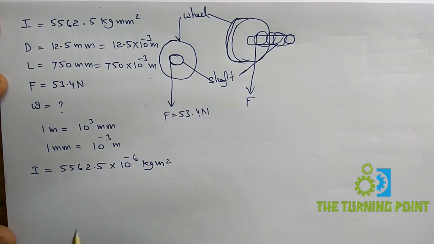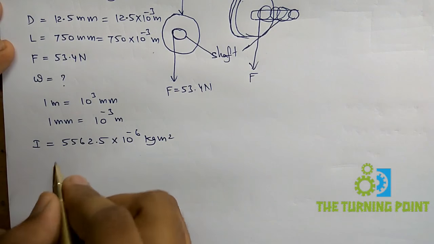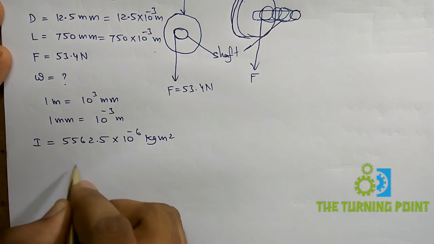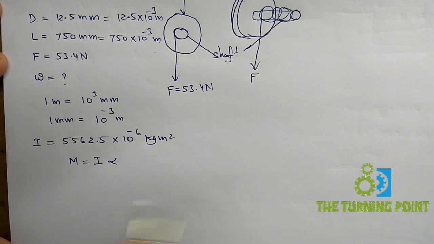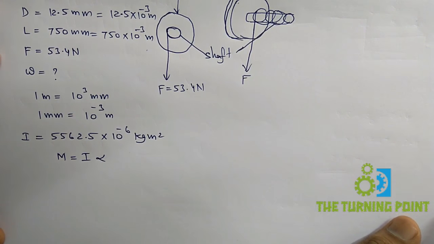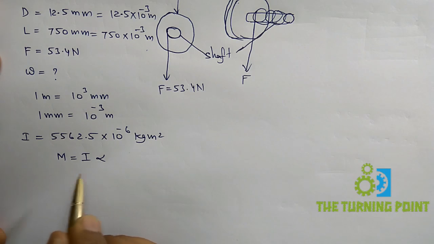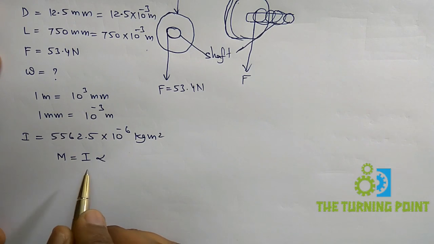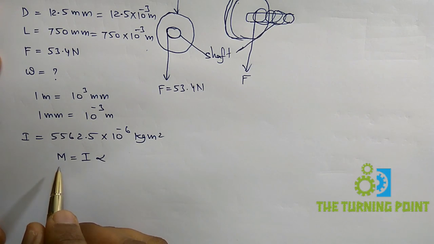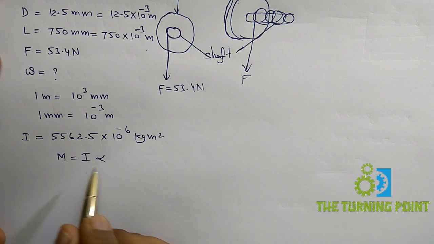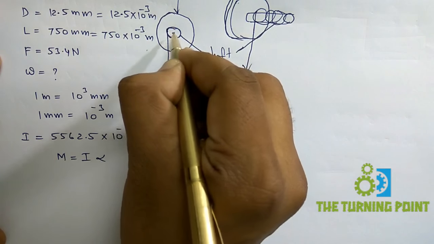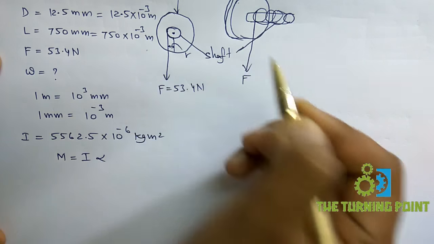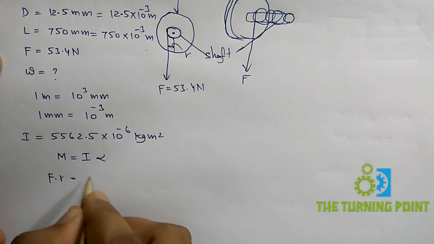So it's okay. Now the relation for rotary motion problems is M is equal to I alpha. Likewise, for linear motion problems, we use F is equal to ma. Likewise, M is equal to I alpha is the relation for angular motion problems, where M is the moment of force, I is the mass moment of inertia and alpha is angular acceleration. Moment of force is nothing but the product of force and perpendicular distance, right? So F is the force, and the perpendicular distance up to the center is the radius, right? So F into R is equal to I alpha.